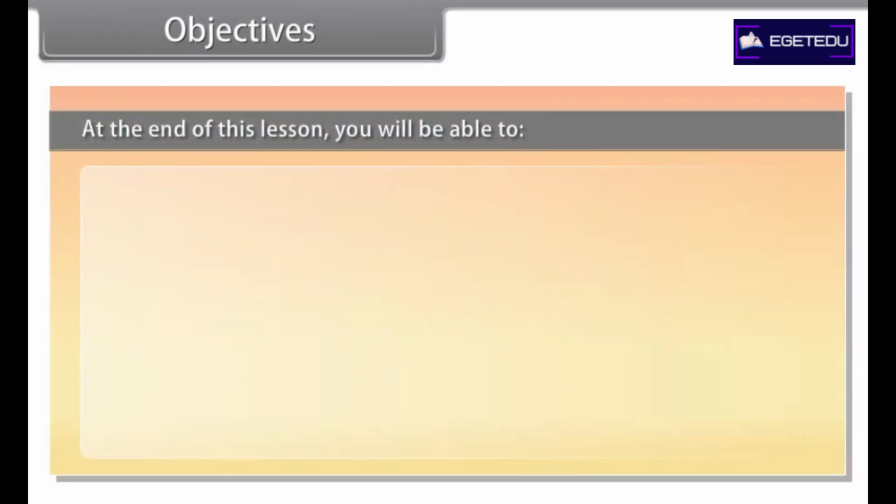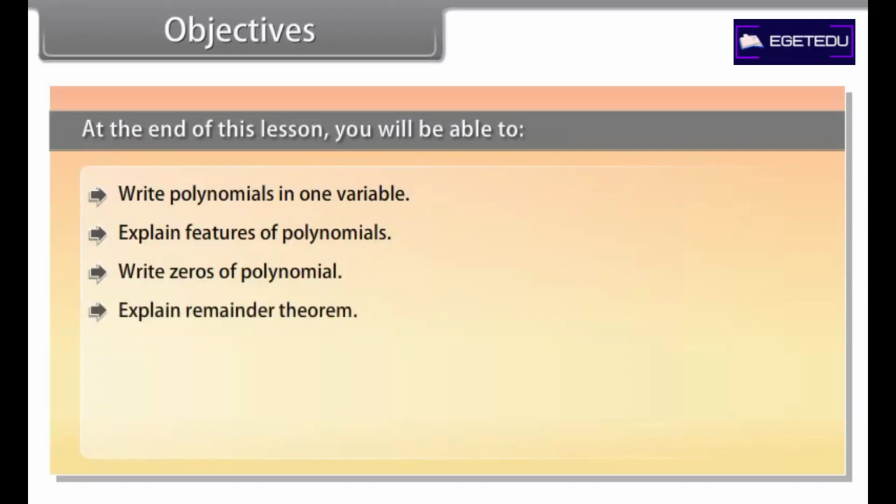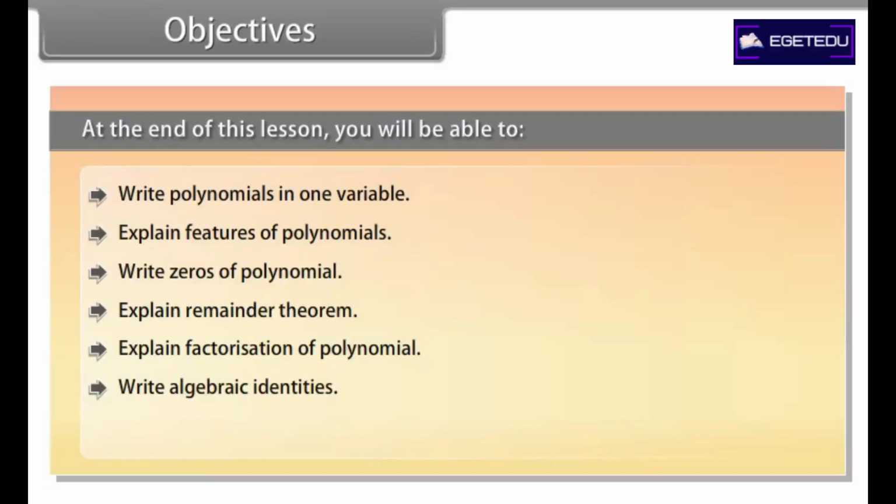Objectives. At the end of this lesson, you will be able to write polynomials in one variable, explain features of polynomials, write zeros of polynomials, explain remainder theorem, explain factorisation of polynomial, write algebraic identities, and solve examples related to polynomials.